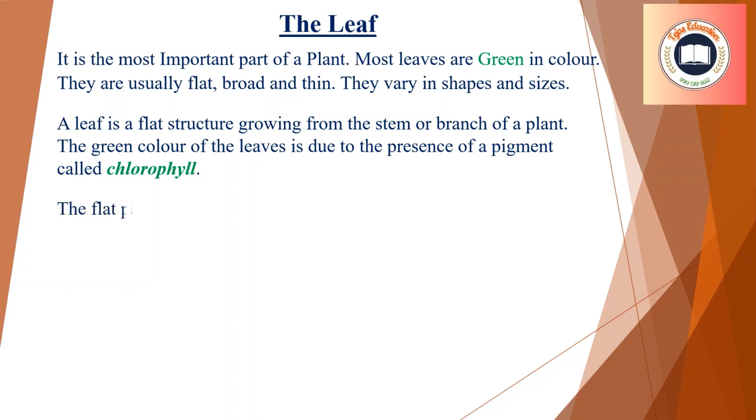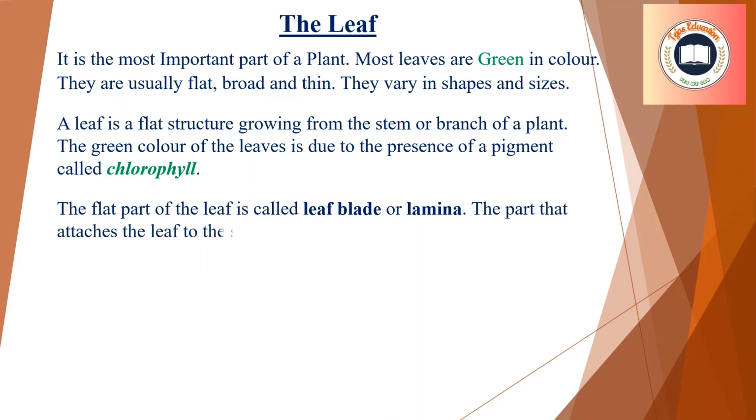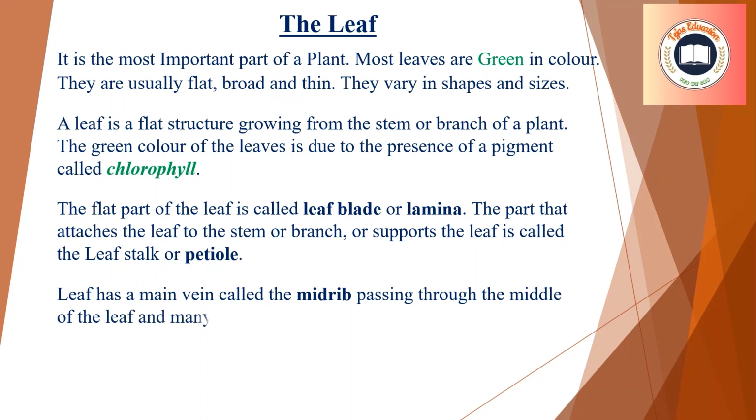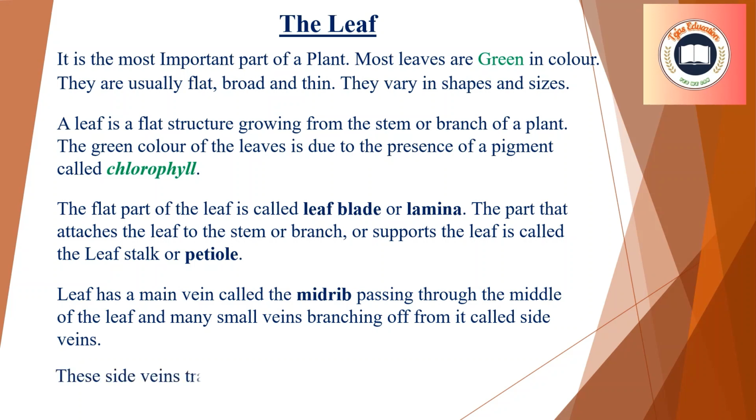The flat part of the leaf is called the leaf blade or lamina. The part that attaches the leaf to the stem or branch or supports the leaf is called the leaf stalk or petiole. A leaf has a main vein called the midrib passing through the middle of the leaf and many small veins branching off from it called side veins. These side veins transport water, minerals and nutrients to and from the leaves of the plant.